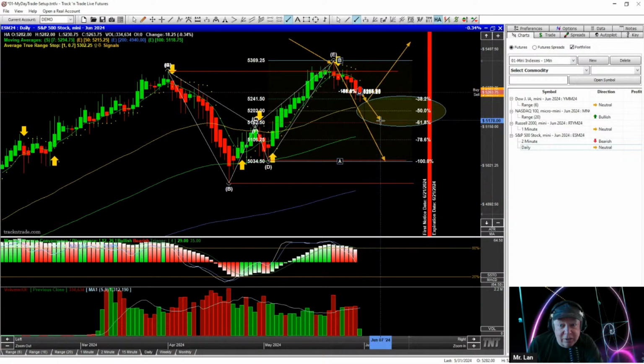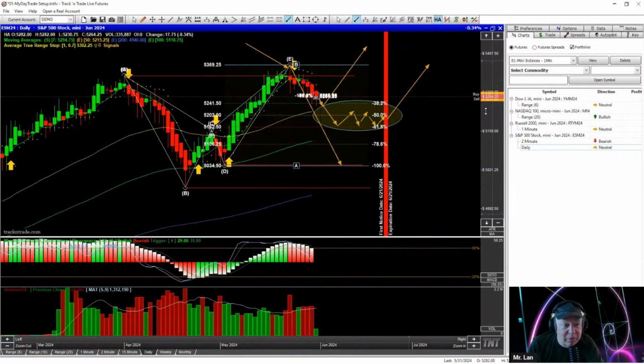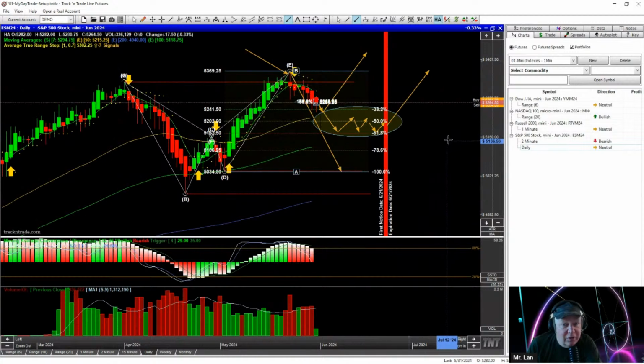Here we go, down into this region here. And then we'll look for a little bit of a sideways move. And then maybe we'll look for it to start to rally once again at that point. And that'll depend on the economics of the market and see what happens. But this is kind of what we're looking for on the S&P 500.